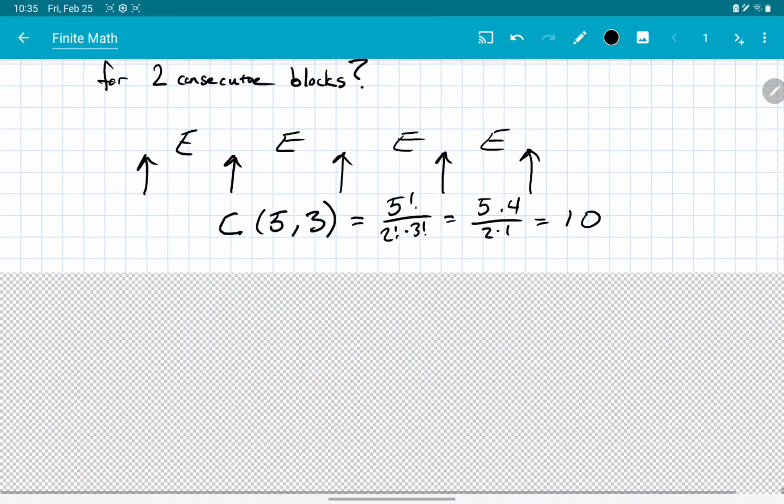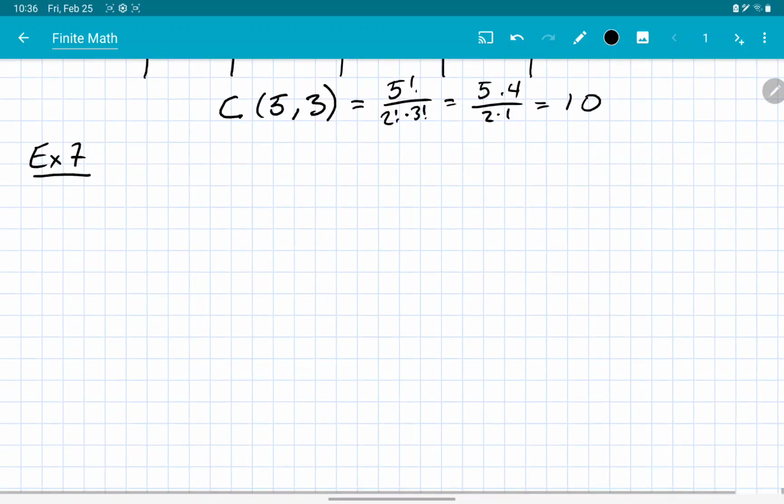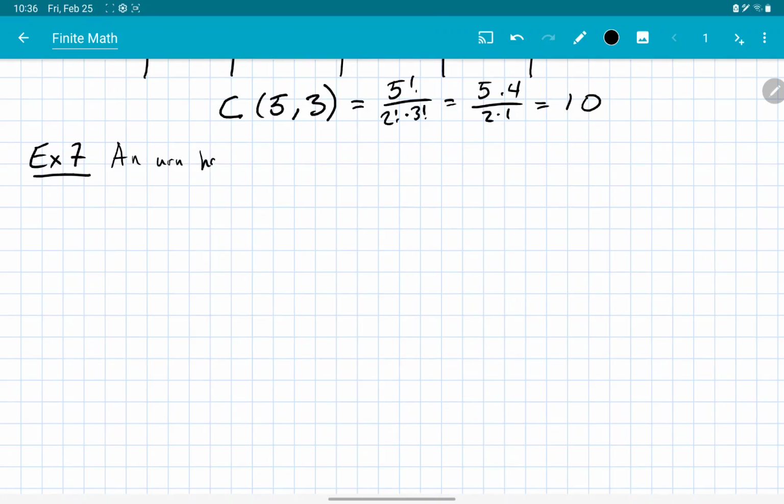All right, let's look at the next one. Okay, it is a custom when learning probability to talk about urns and balls. You have an urn and you have balls in it. This goes back probably 200 or 300 years. Okay, an urn has 25 numbered balls.